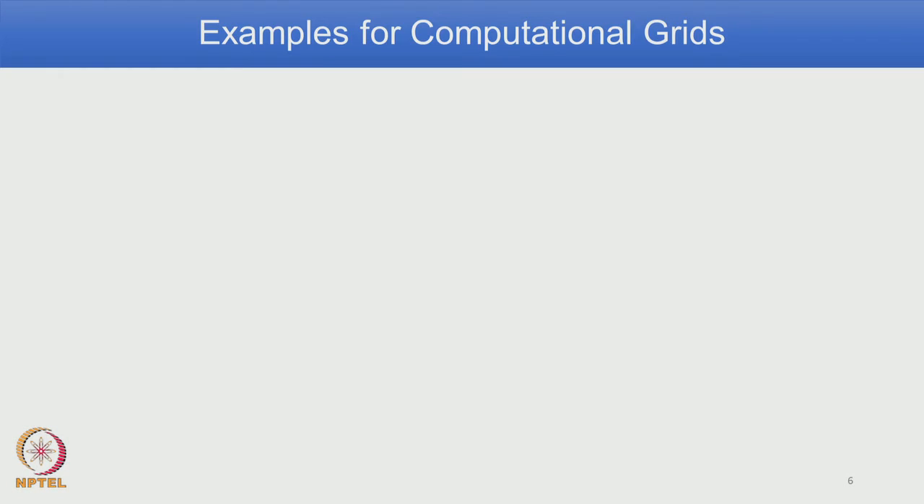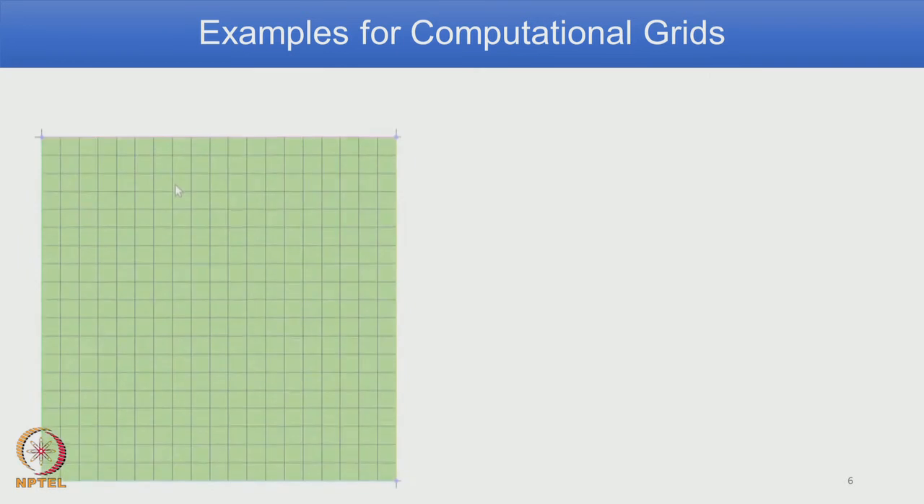So, the obvious question is whether you can combine the advantages of structured grid and unstructured grid and get into what is known as a hybrid kind of arrangement. Yes, it is there, you can have a hybrid arrangement. We are going to see some examples of computational grids.